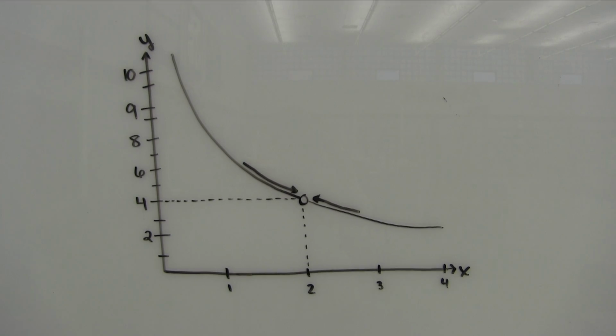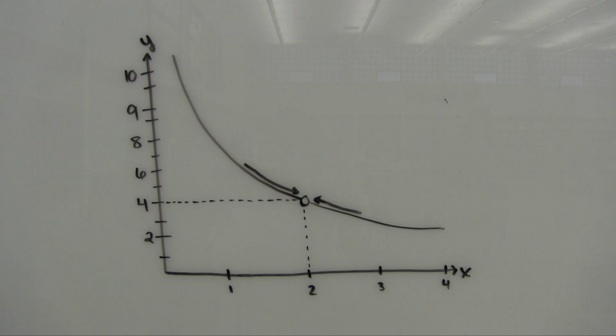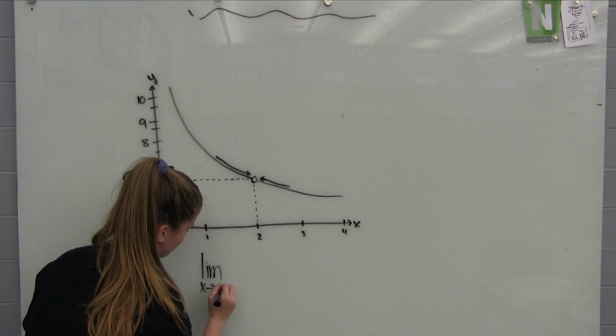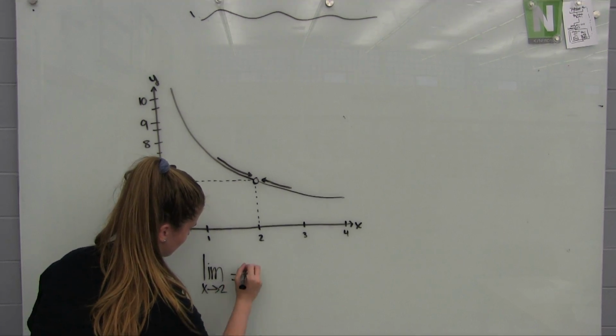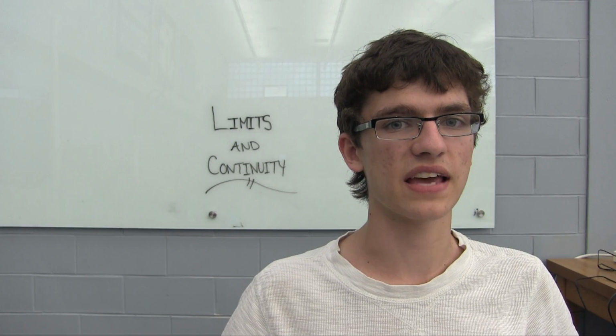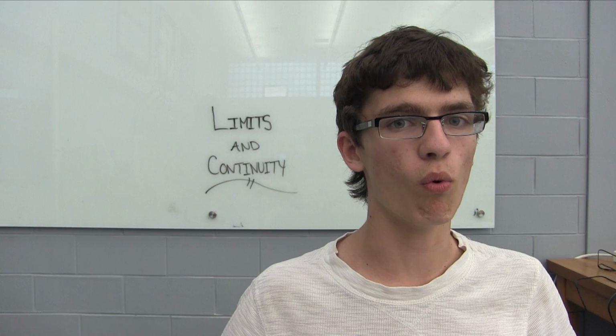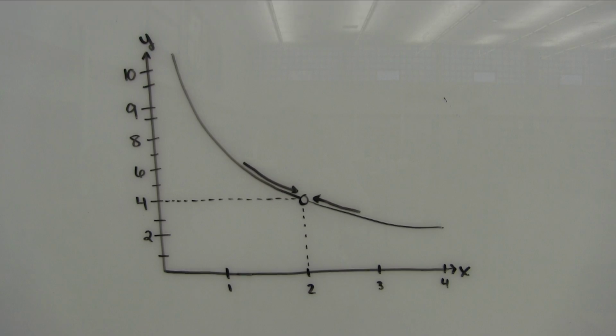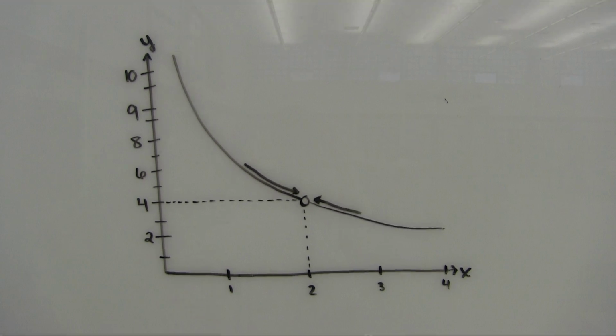Consider the following graph. What is the limit of this graph as x approaches 2? In other words, the limit as x approaches 2 of f of x equals what? Now this is not asking what f of x equals at this point. Instead, it's asking, what does f of x equal as x gets closer and closer to this value? So as you can see, as x gets closer and closer to the value of 2, it equals 4.